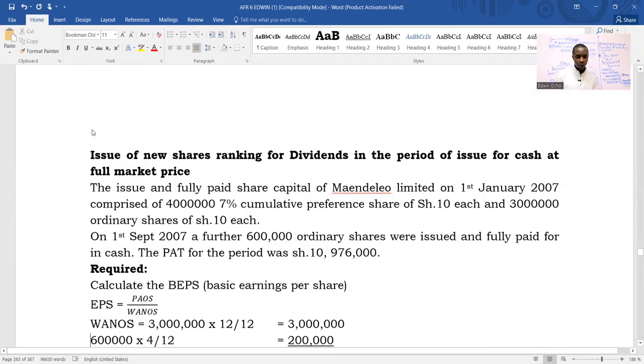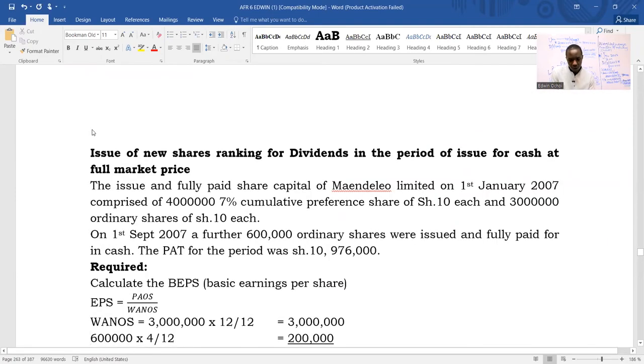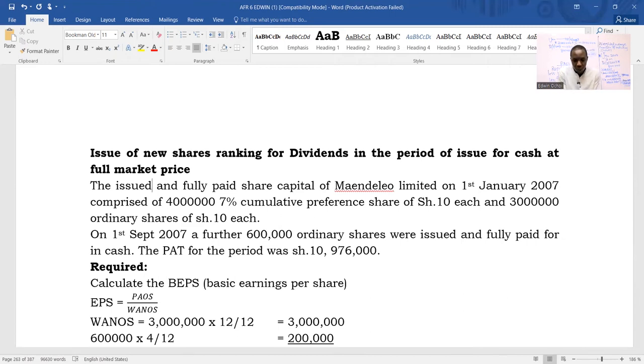Now this one, issue of new shares ranking for dividends in the period of issue for cash at full market price. This one can be well understood when we do this illustration. So they say the issued and fully paid share capital of Mahindra Limited on 1st January 2007 comprised 4 million, 7% cumulative preference shares of shillings 10 each, and 3 million ordinary shares of shillings 10 each. On 1st September 2007, a further 600,000 ordinary shares were issued and fully paid for in cash.